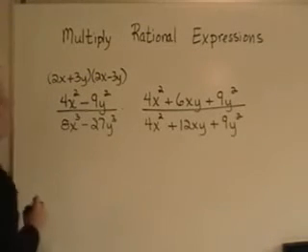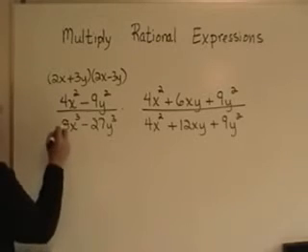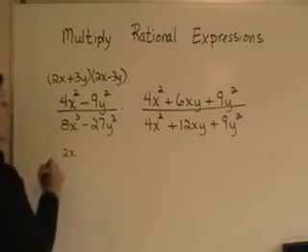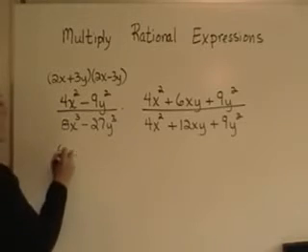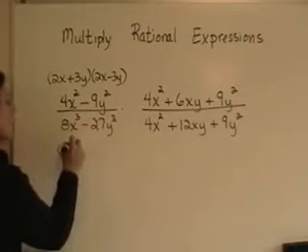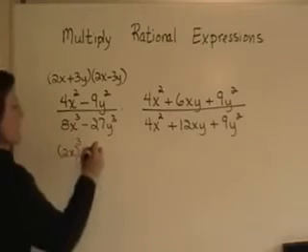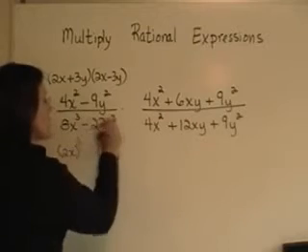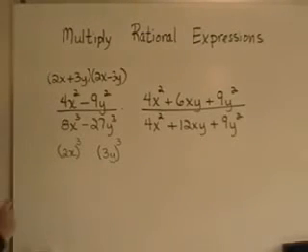Down here, the difference of cubes, you're going to have to remember that if I took the cube root of 8, I would have a 2. And the cube root of x cubed is x. This is the expression 2x that I would cube to get that 8x cubed. And likewise, I would take a 3y and cube it to get a 27y cubed.